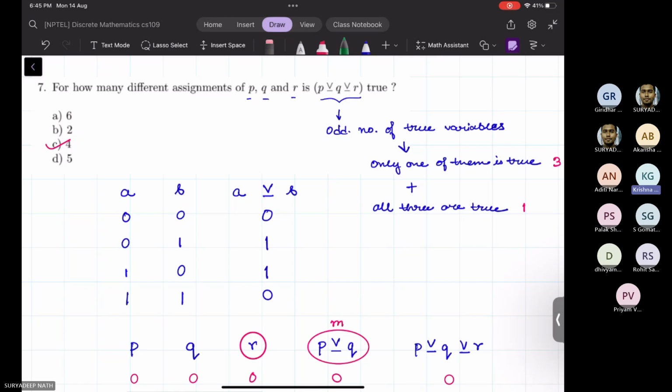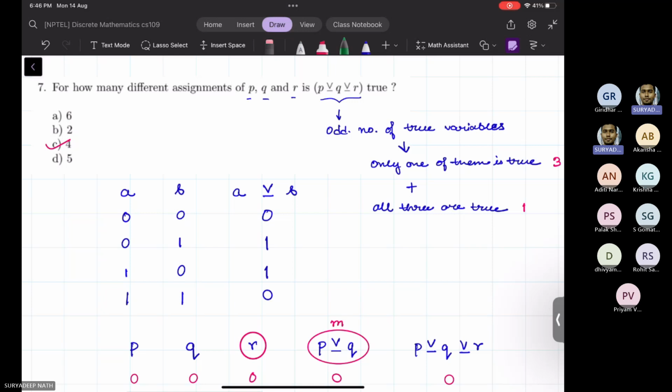Sir, as the variable increases, the number of different assignments depends on the power of 2. Suppose two variables are there, then different assignments will be 2. When there are three variables, then it will be 4. So on observing this pattern, we find out that it depends on 2 raised to n minus 1, where n is the number of variables. Okay, so if it is 3, you are saying that it is 2 to the power 3 minus 1, that is 4. Yeah, you are right.